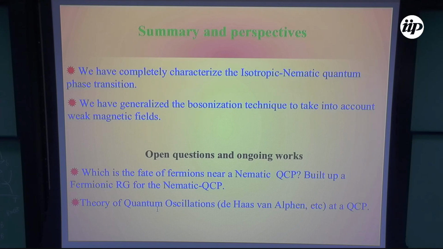And the point is, again, what is the fate of fermions near the quantum critical point? This is how to build up a fermionic renormalization group. We haven't done that, but we are trying to do it. And the more practical thing for me is to try to compute quantum oscillations, the de Haas-van Alphen effect, or transport properties near or at a quantum critical point. I think this is important because we will have that black box for the experimentalists.